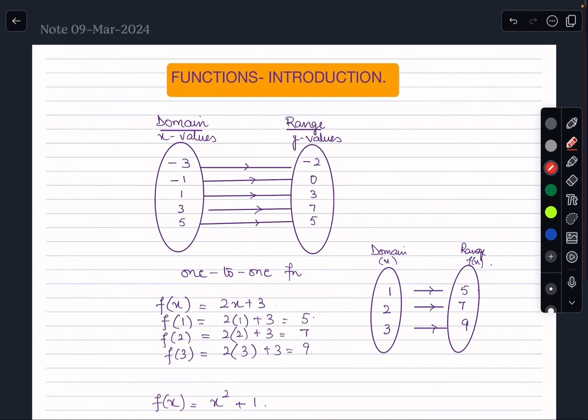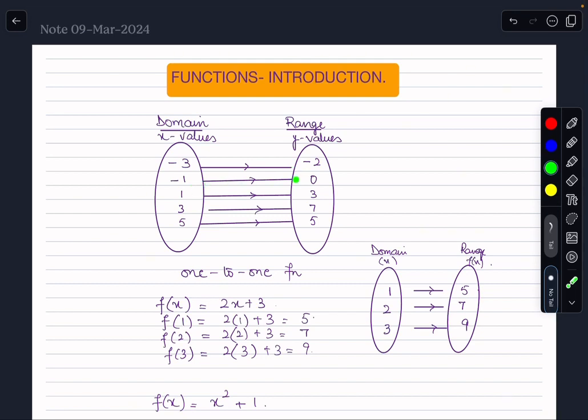So what are functions? Functions are defined as a mapping where every element of the domain, meaning all the x values, is called an element of the function. Every element meaning every value or every member of the domain is mapped exactly onto one element of the range, meaning the y values.